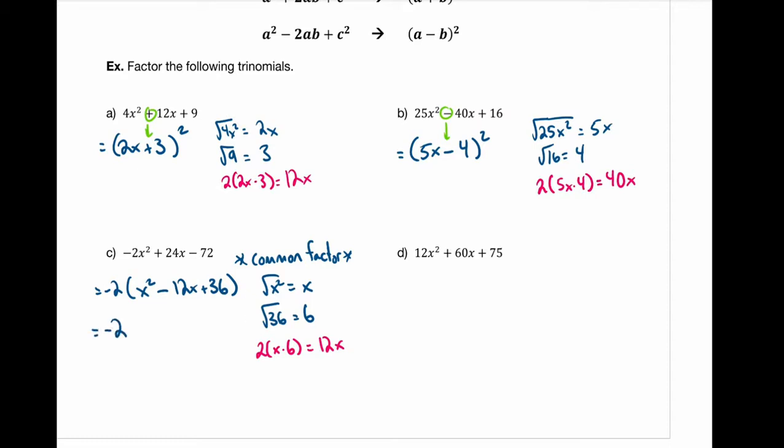So the -2 stays because I've already factored it out. I have my first term x. My last term is 6. It's squared. The sign will be negative because of the negative on the second term. So again, you may have to common factor first, which is fine. So if I look at the next one, let's check to see if there's a common factor.